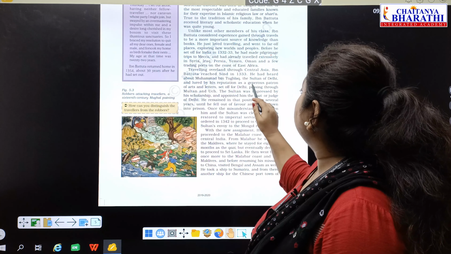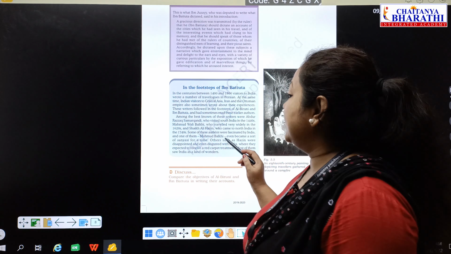Here, these writers follow the footsteps of Al-Biruni and Ibn Battuta. That means these were the travelers who travelled later than Ibn Battuta and Al-Biruni, and therefore they also followed their footsteps in order to learn new things, in order to get a good view of the country or the places.